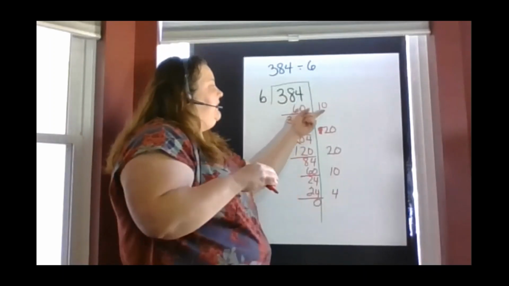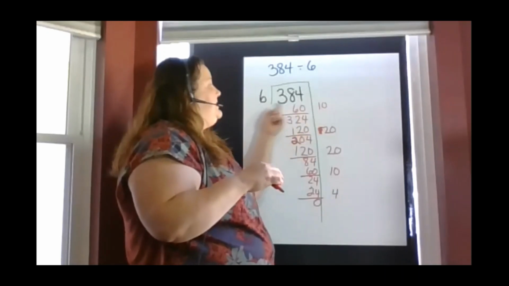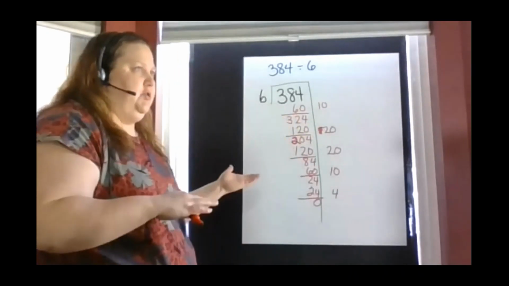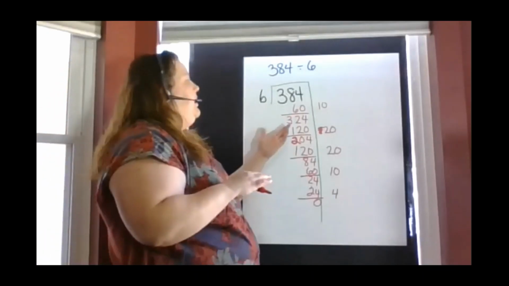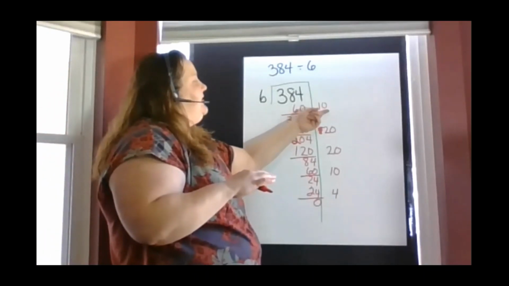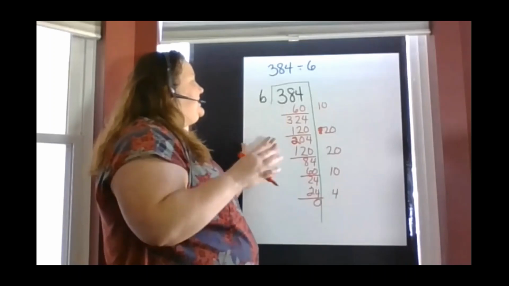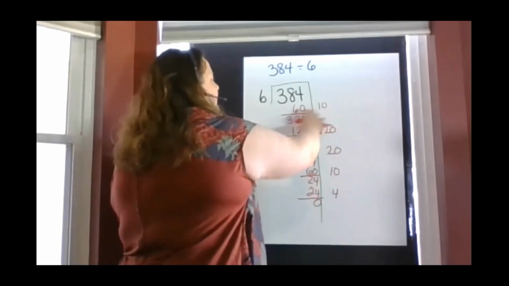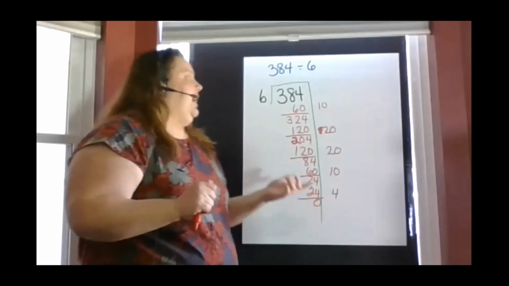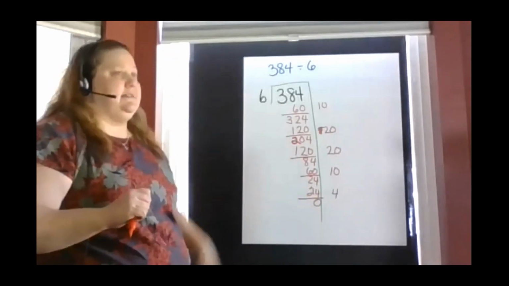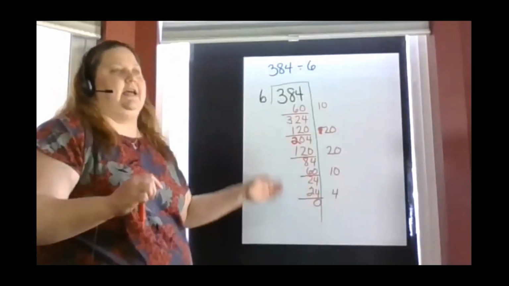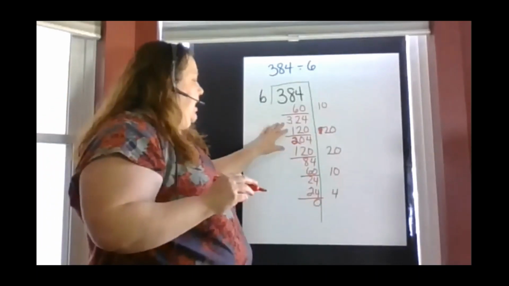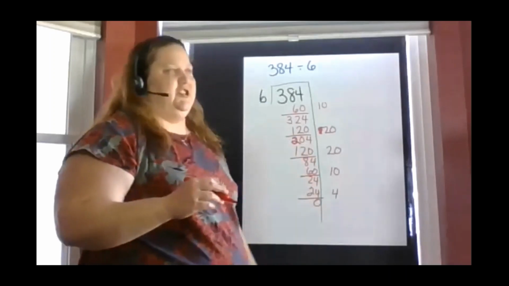Now, if I didn't know 6 times 10 was 60, I should, by the time I'm doing this division, probably know that. I can use different numbers. If I knew right away 6 times 60 was 360, I could start there. If I didn't, I could start by taking away 6 and taking away 6 and taking away 6, and slowly students will start to see what becomes more efficient.